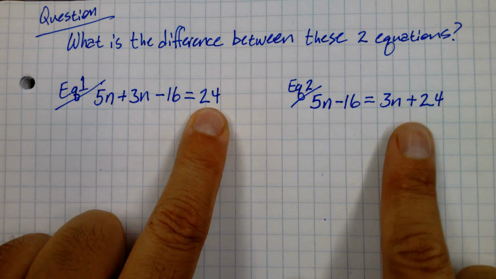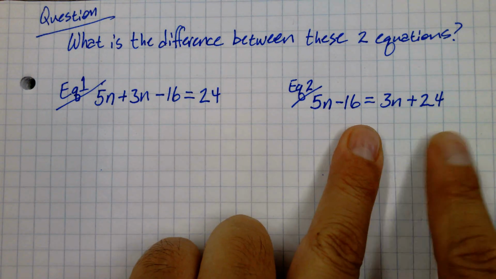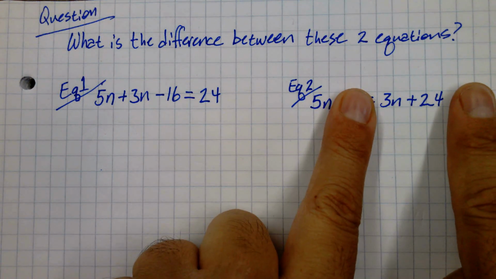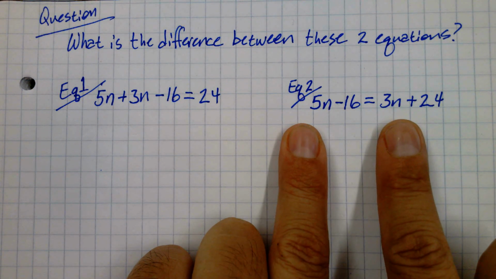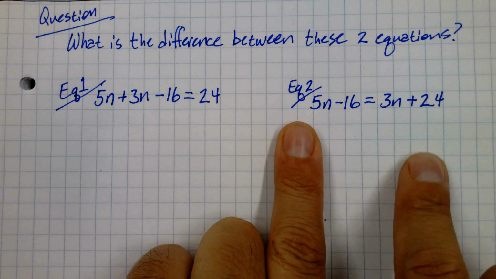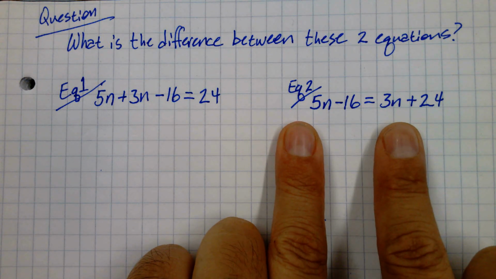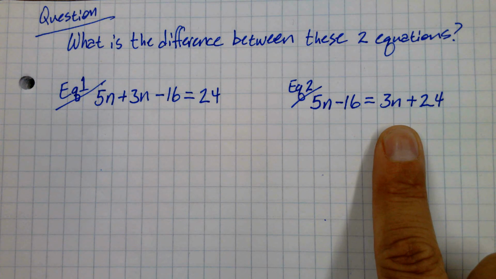Here it equals a constant, just a number, kind of like what we expect. On this one, it equals something like another equation almost. Mainly because, do you see that we have variables on both sides? We have 5n on the left side of the equal sign. We have 3n on the right side of the equal sign. So this is what it means to have variables on both sides.